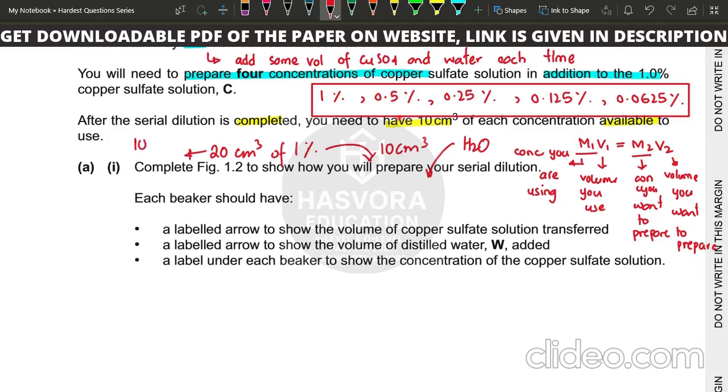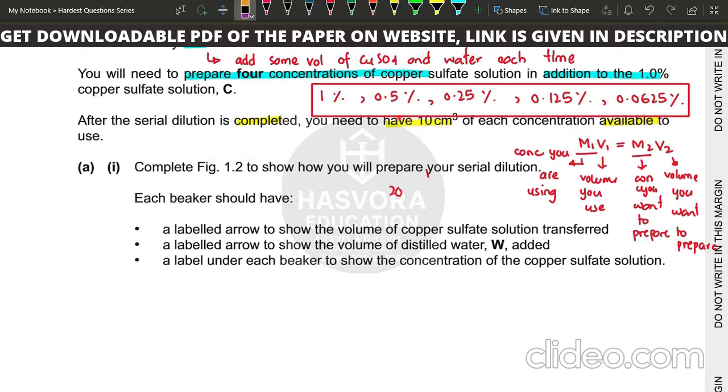You will be remaining with 10 cm cube of 1%. And now when you add 10 cm cube of 1% and 10 cm cube of water, you will be having 20 cm cube of 0.5%. Okay, and then you will be doing the same thing you did with the 1%. You will be transferring 10 cm cube and adding. So in the end we will have 10 cm cube of each of the concentration. Okay, hope you understand this.